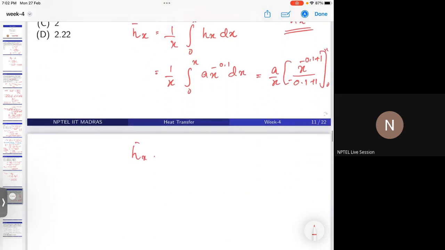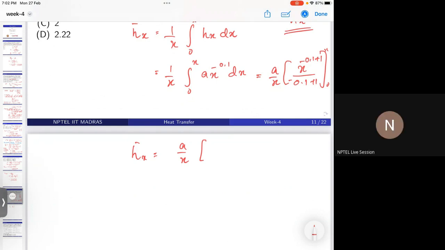So h bar x is equal to a by x. Sir, before integration, we have to take x also inside, no? No, not required. The x is outside the integration, so we should not take it inside. No need of taking it inside.